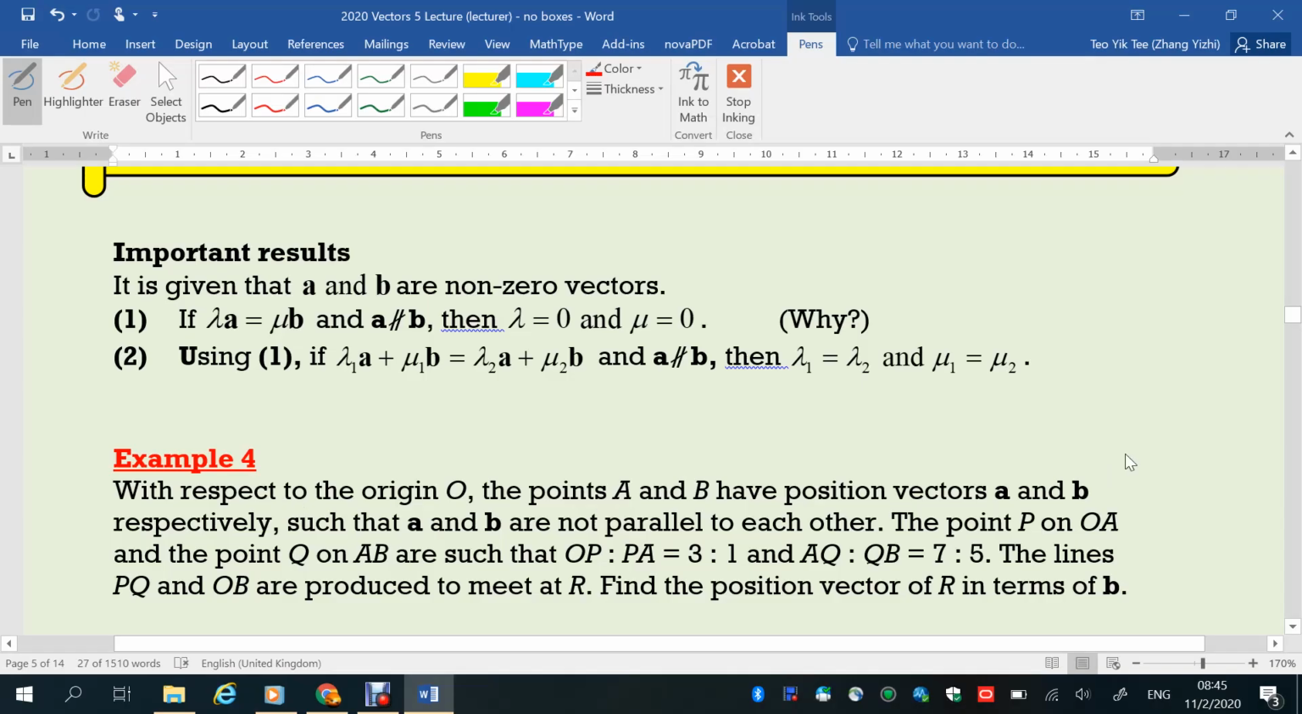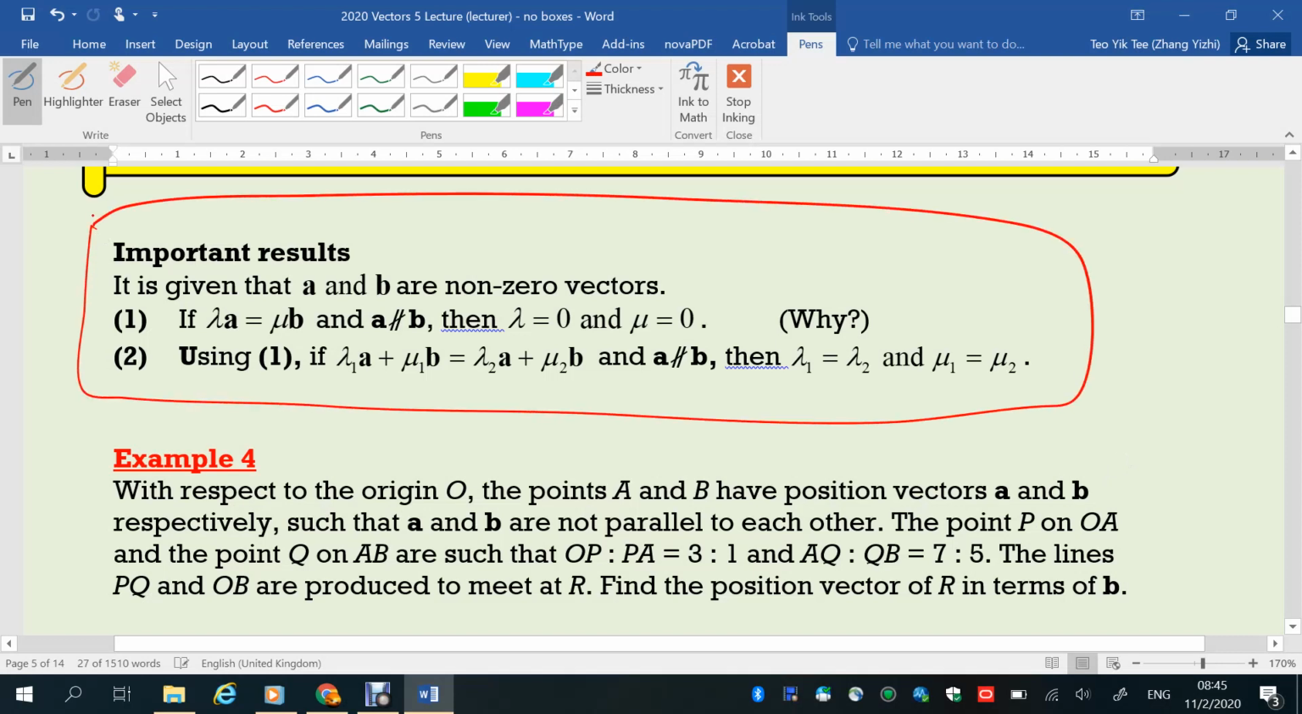Okay, before moving on to example 4 in your chapter 5, there are a few important results down here which I want you to take note of. This kind of question is very theoretical, very conceptual, so you may not be able to understand quite right now, but before you step into the exam hall in your A levels, make sure you understand this theory very well.